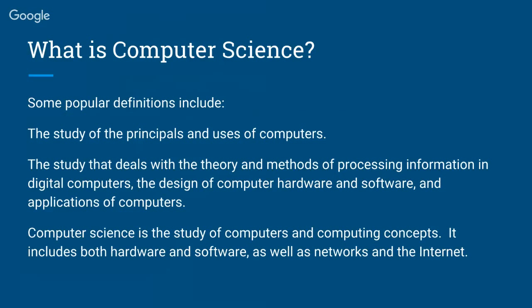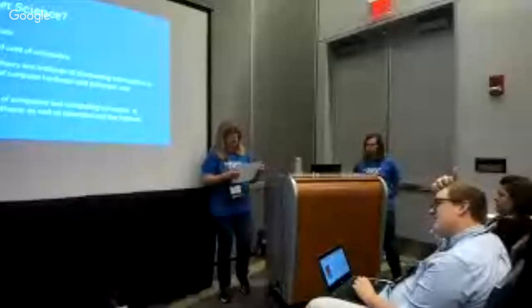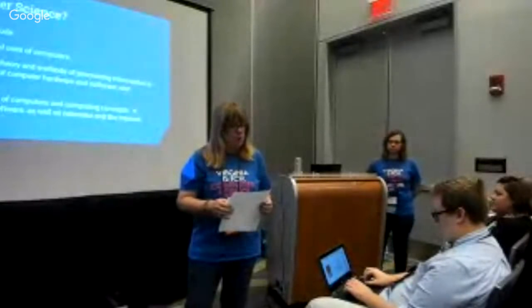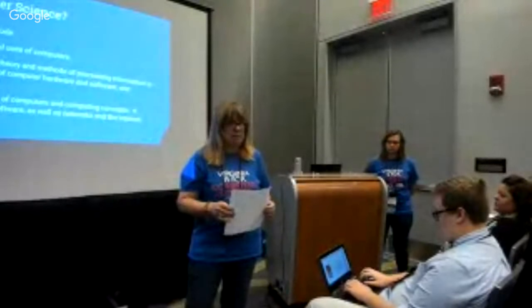Okay. Computer science is the study of computers and computing concepts. It includes both hardware, software, as well as networks of the internet. I like the last one best. I think that probably discusses it a little bit more. I also have down here what I think it is. And I think computer science is the interrelationship between humans and hardware or software to get work done.